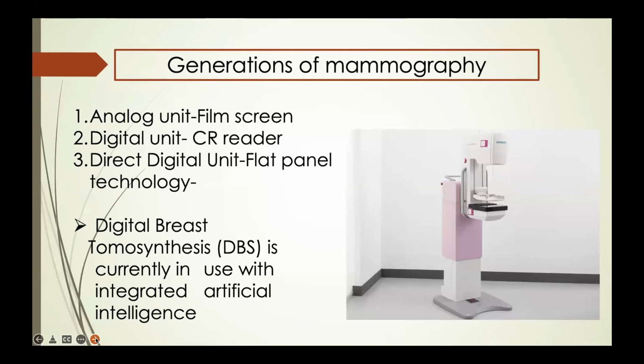We're all scientists, so we know the meaning of analog and digital. Then we progressed to a digital unit and a direct digital unit, flat panel. That's talking about the detectors. The film screen is one kind of detector, CR is another, then we have the flat panel detector. And currently there is what is called digital breast tomosynthesis, which is getting a series of multiple two-dimensional projections of the breast from different angles to form an image.